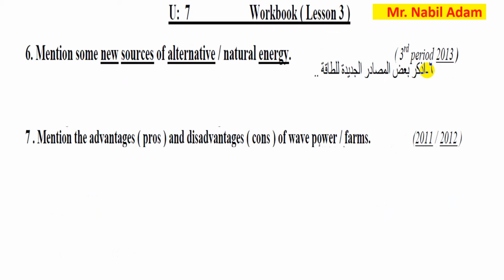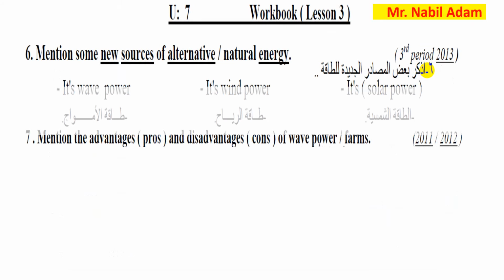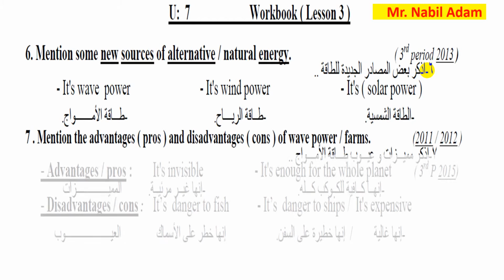Mention some new sources of alternative or natural energy. What are the alternative energy sources? It's wave power, wind power, solar power or solar energy. Mention the advantages and the disadvantages of wave power. Pros and cons, also disadvantages and advantages, merits and demerits.